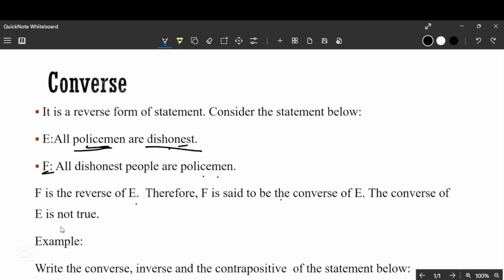The converse of E is not true. Why? If all policemen are dishonest, it doesn't mean all dishonest people are policemen. That is why we are saying that the converse of E is not true. All policemen are dishonest necessarily doesn't mean that all dishonest people are policemen.